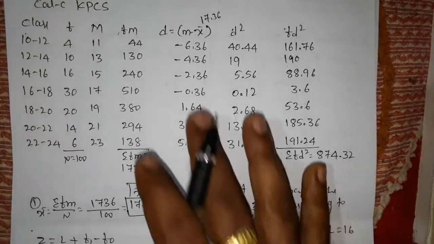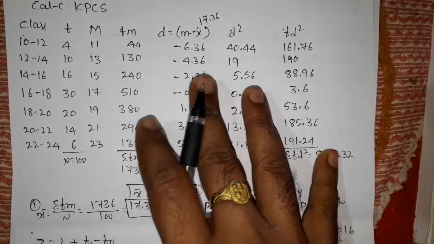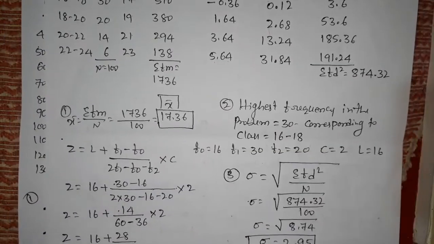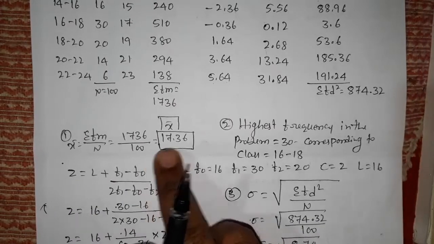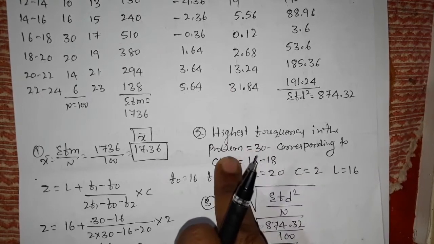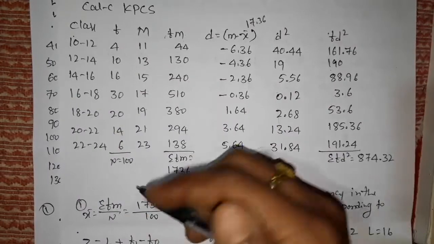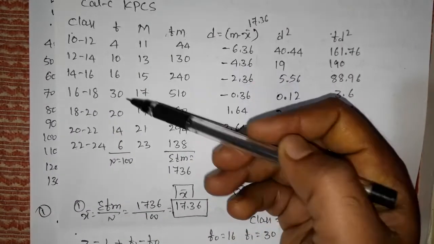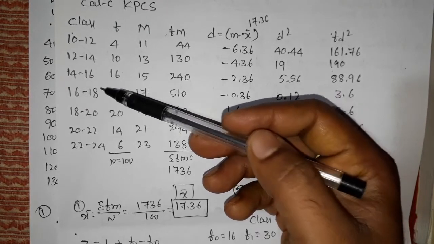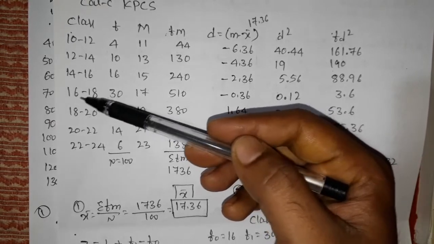Sigma FD square is 874.32. Now we need to find the mean, mode and the standard deviation. Let us go for the finding of the mean; we have already found the mean, so we need not find it again. Then we go for the finding of the mode. The highest frequency in the problem is 30. In the continuous series also we need to see the frequency. The highest frequency is 30, and the corresponding value is 1680.